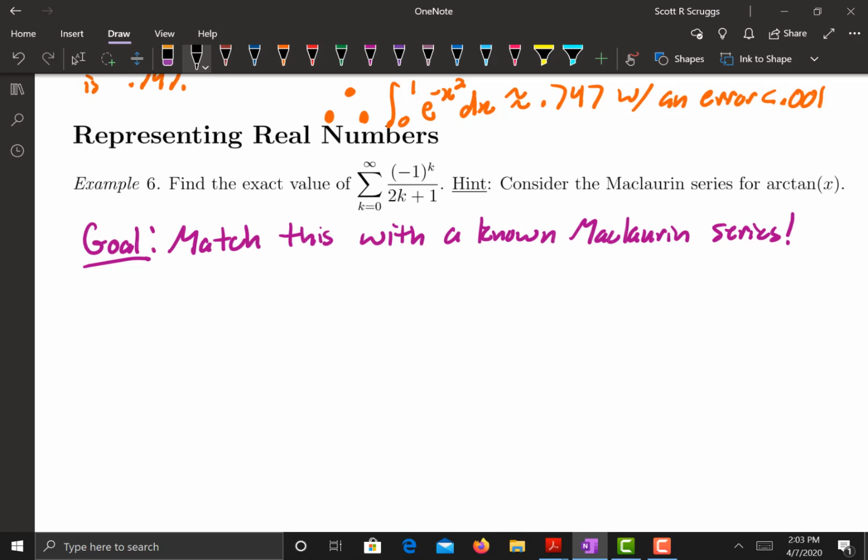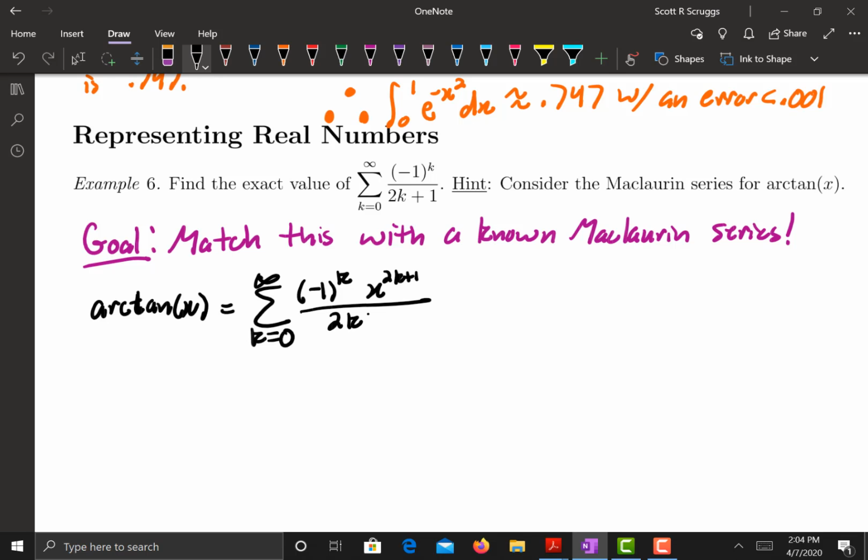So for this example, I gave a hint that says consider the Maclaurin series for arctan in section 11.3 in the table at the end of the section. The Maclaurin series for arctan is the sum from k equals 0 to infinity of (-1)^k x^(2k+1) divided by 2k+1.